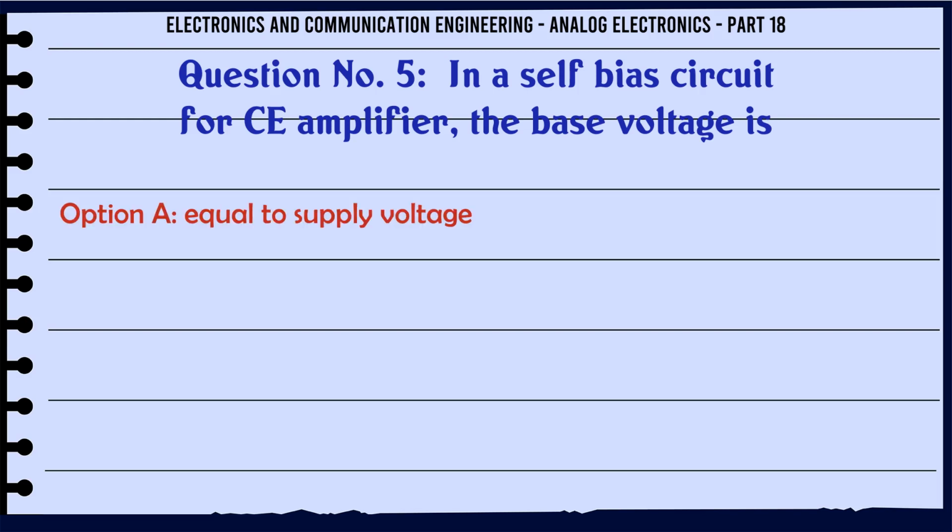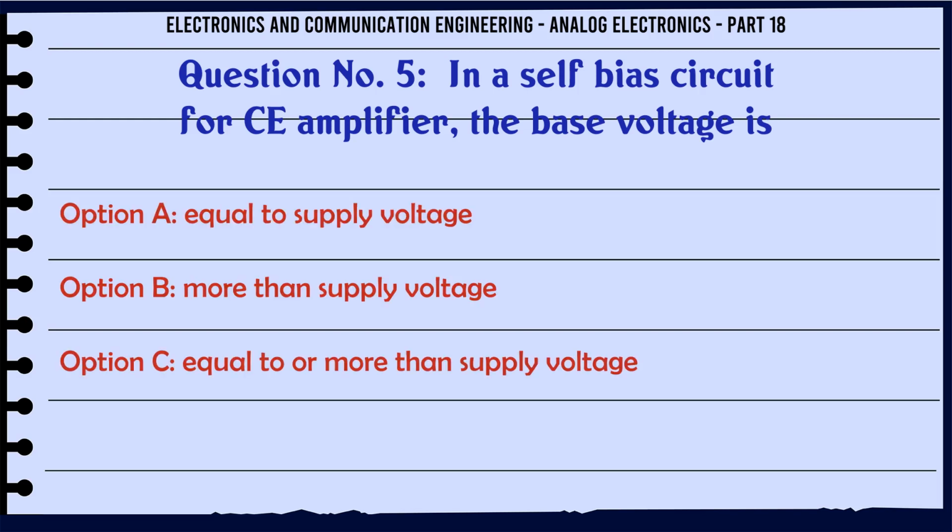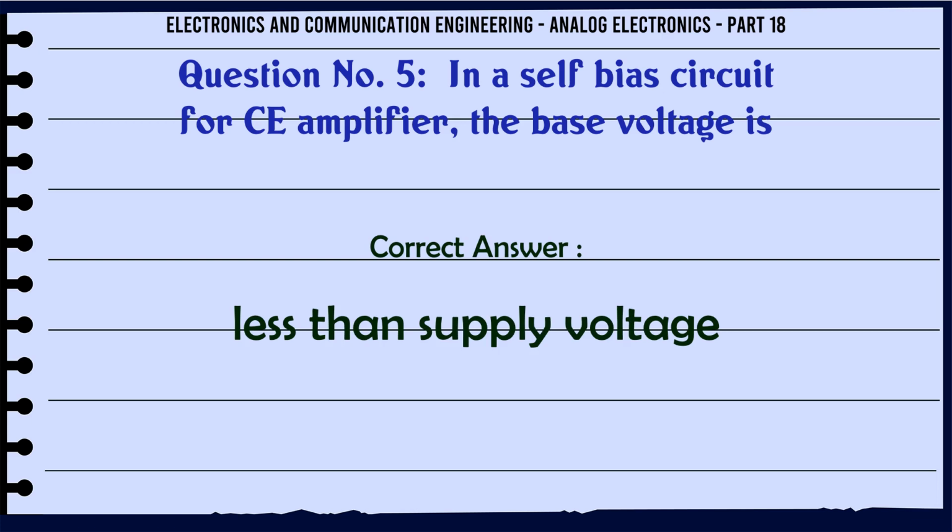In a self-biased circuit for a CE amplifier, the base voltage is A. equal to supply voltage, B. more than supply voltage, C. equal to or more than supply voltage, D. less than supply voltage. The correct answer is less than supply voltage.